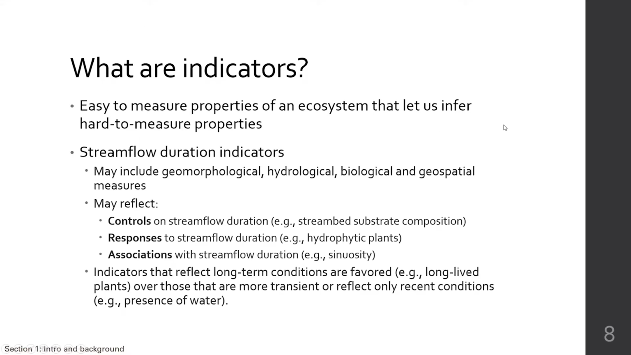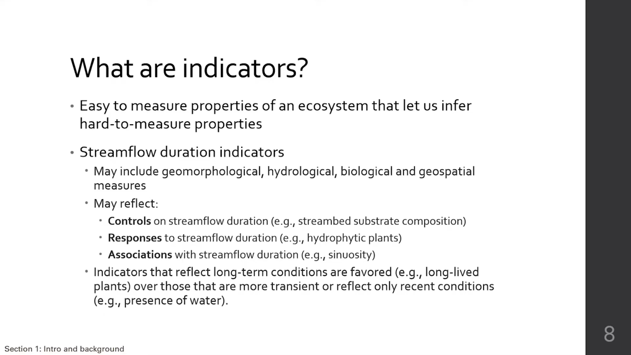What are indicators? An indicator is an easy-to-measure property of an ecosystem that tells you something about a hard-to-measure property. So the hard-to-measure property is streamflow duration. The easy-to-measure things may include geomorphological characteristics, hydrology, biological characteristics, and geospatial measures as well, things like climate.